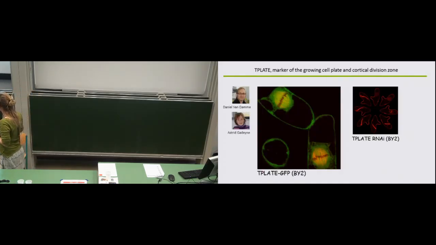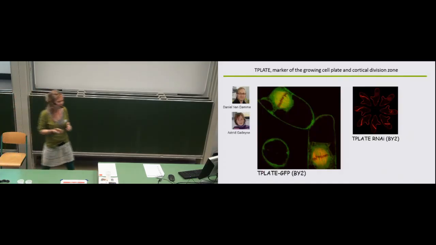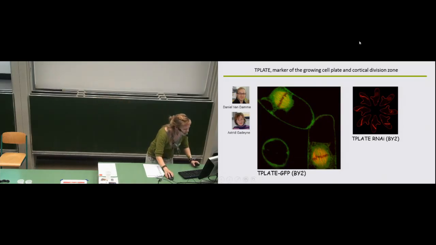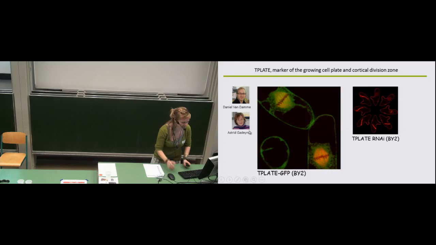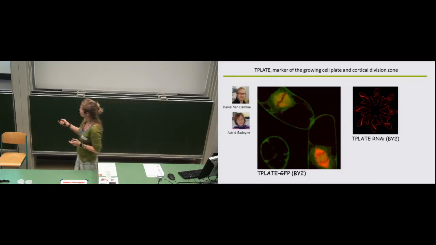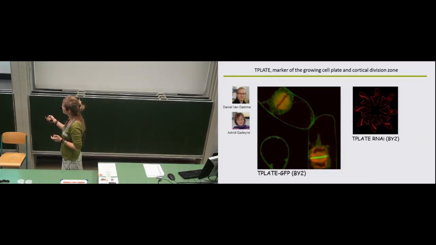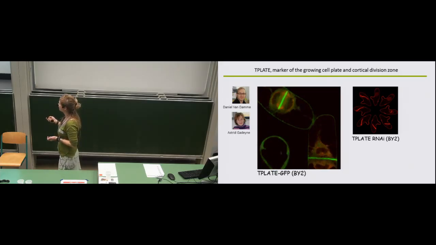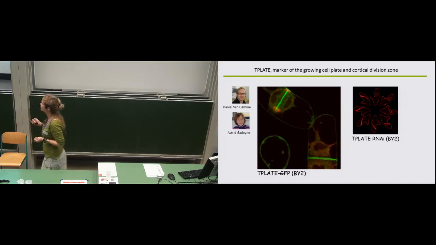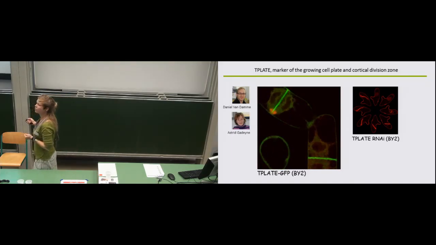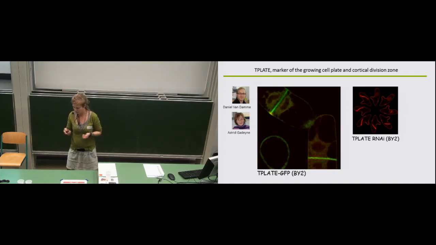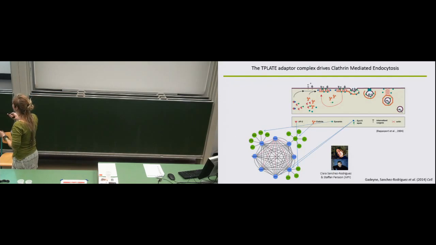So the first protein that I have chosen is the T-plate protein. T-plate was discovered in our department by Daniel and by Astrid, and they saw that this protein accumulates at the cell plate of dividing cells and actually forms a little T at the place where the cell plate anchors into the mother cell wall. They also saw that if you knock down this protein, you don't get this anchoring anymore and your cells cannot divide. So it was an interesting protein for cell biology.